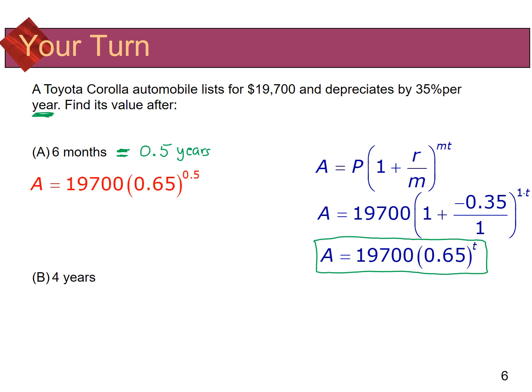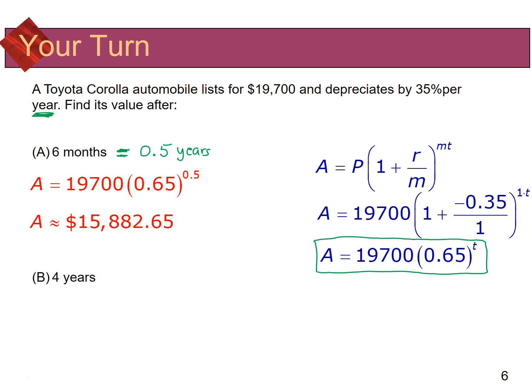I'm going to have 19,700 times 0.65 to the 0.5 power. And when I evaluate that and round off, it's the only place I am rounding, to 2 decimal places, I get about $15,882.65. So in 6 months' time, it's already lost close to $4,000 in value.